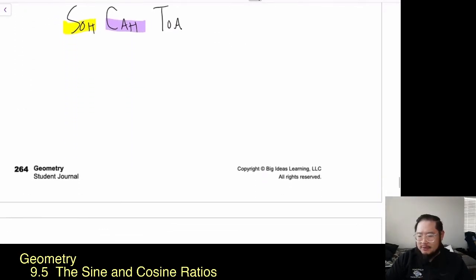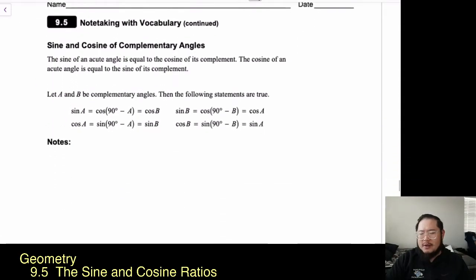When we get to the examples, I'll show you how to put everything together, but it's almost the same as using the tangent ratio and just plugging the correct sides into the correct part of the ratio. So we have the sine and cosine of complementary angles, okay? What they're saying here is this: the sine of an acute angle is equal to the cosine of its complement, okay? Complementary angles are two angles that add up to 90.